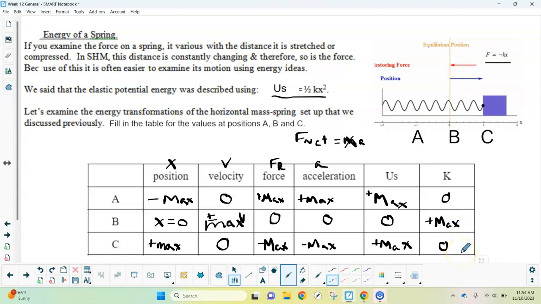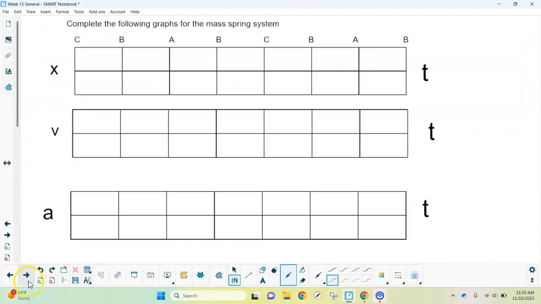Okay. Now that we've analyzed this mass spring oscillator for various ideas like position, velocity, force, acceleration, spring potential energy, and kinetic energy, we're going to graph them. We're going to look at these points and graph based on those points. I have a table here, and we're going to say this line here is 0, this would be the maximum positive, and this would be the maximum negative. That's our default. And we're going to go from position C to position B to position A, back to B, back to C, moving back and forth.